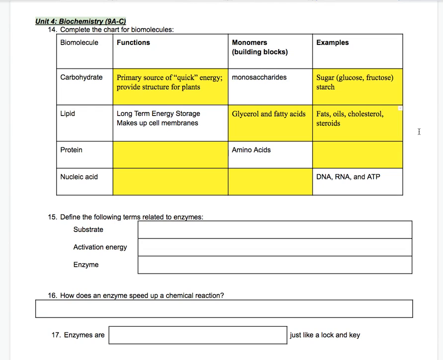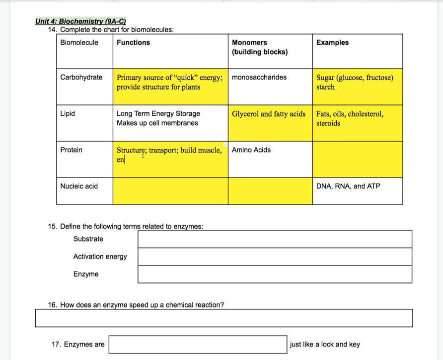The function of a protein, well, its structure. It helps provide structure for tissues. It helps transport substances. It helps build muscle. And lastly, it helps with enzymes. Well, they are enzymes. They make up enzymes. And enzymes are going to control the rates of reactions.